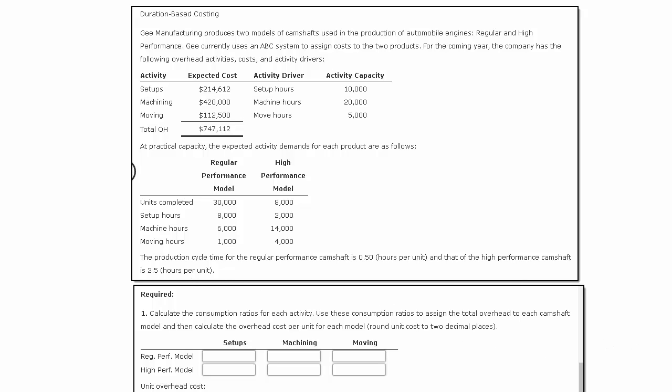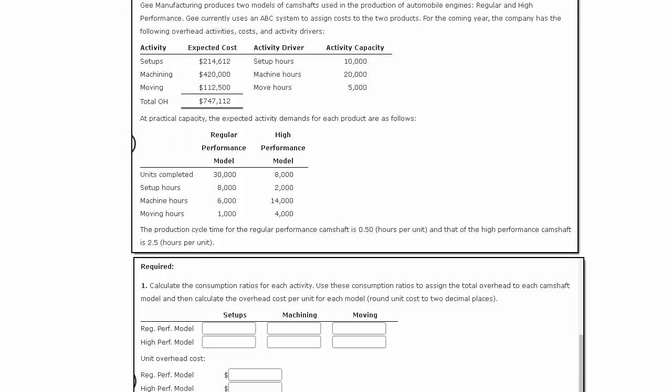Alright, so what's our first requirement? Our first requirement is to calculate the consumption ratio for each activity, and then use these consumption ratios to assign the total overhead cost to each camshaft model and calculate the overhead cost per unit of each model. So we're going to figure out what goes in these little boxes here.